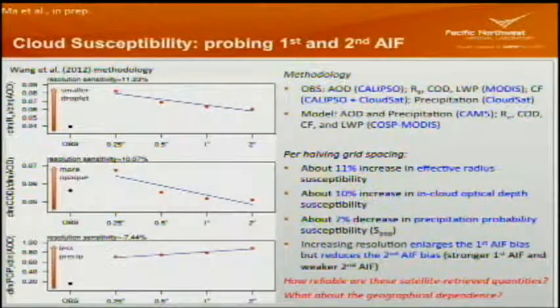This means the cloud becomes more opaque. This means the cloud becomes smaller. And the data that you use for this observation: AODs from CCliCS; effective radius, cloud optical depth, and liquid water path are from MODIS. Cloud fraction comes from CCliCS plus CloudSat. Precipitation flag comes from CloudSat. And I use a cloud simulator for all these cloud quantities, and aerosol optical depth and precipitation from CAM5.